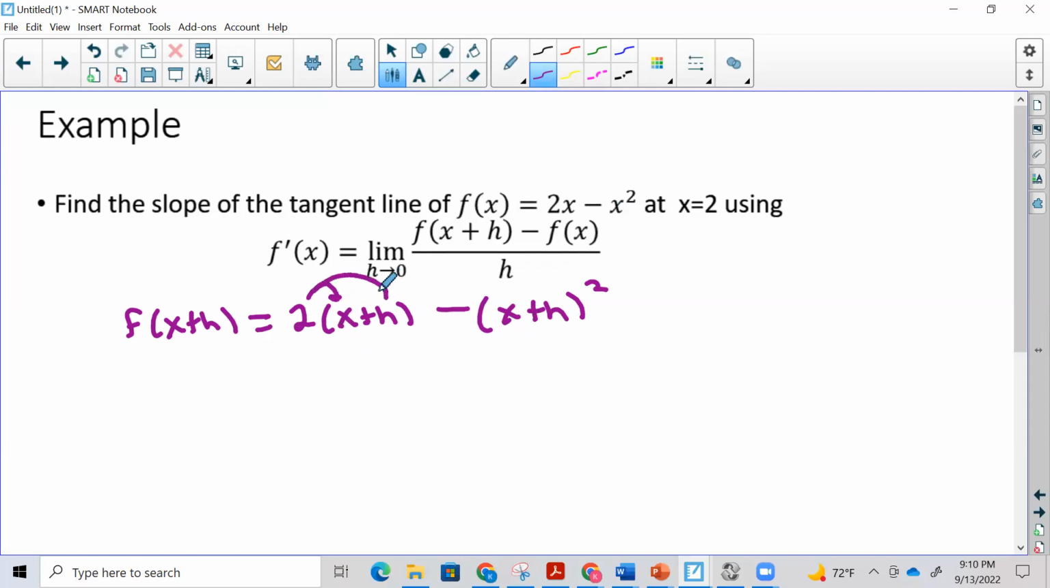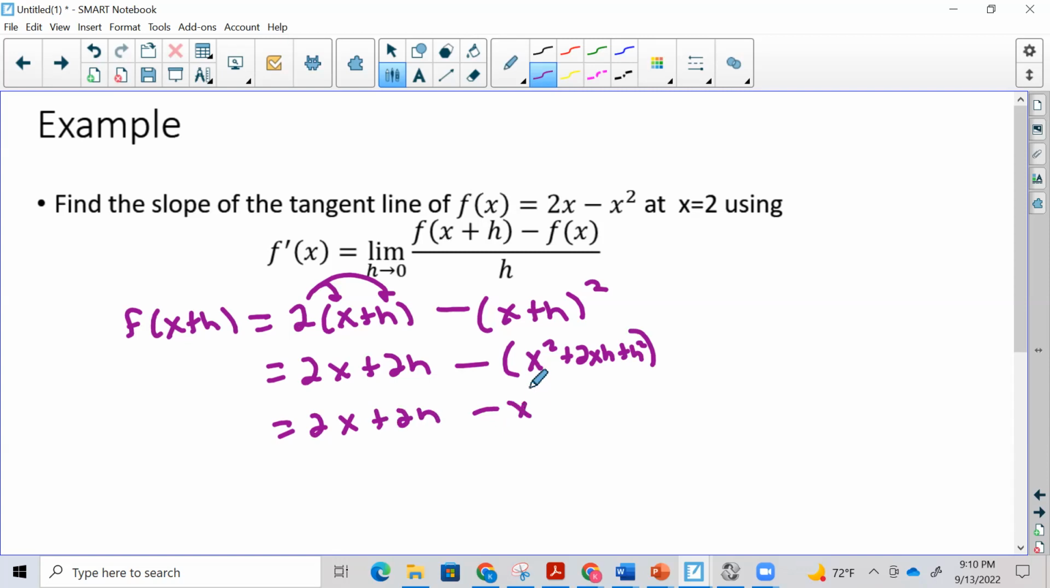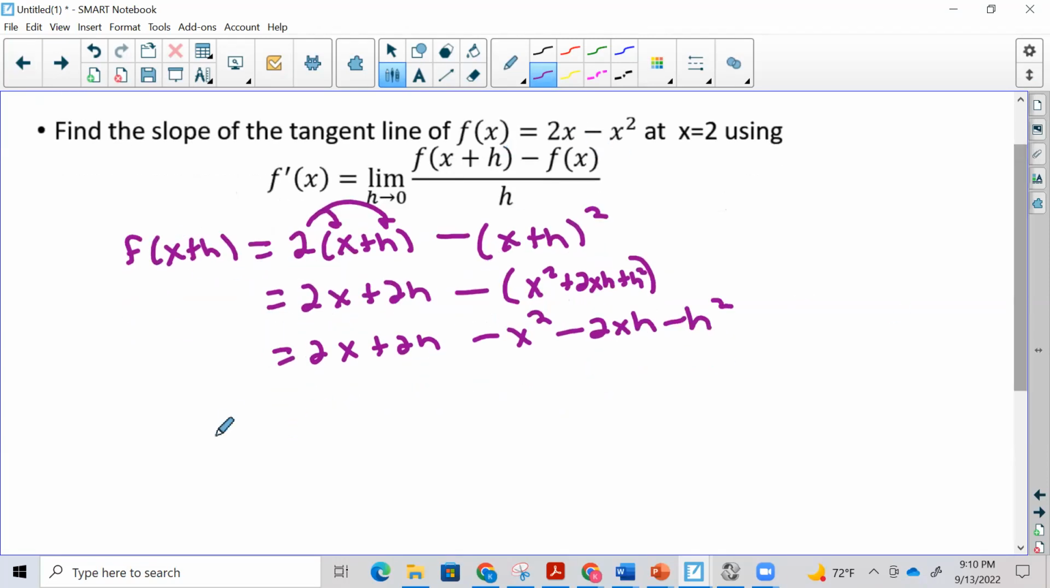So I need to distribute the 2, and I get 2X plus 2H. And then I need to square this. Squaring is multiplying it by itself. You can write it out. I did it a few times already, but I'm just going to square this. So you get X squared plus 2XH plus H squared. And then you can distribute that negative. So it's going to be minus X squared minus 2XH and minus H squared. All of those will become negative. Okay, so that's my f of X plus H. You can write it again, or you can just note f of X is my original function.